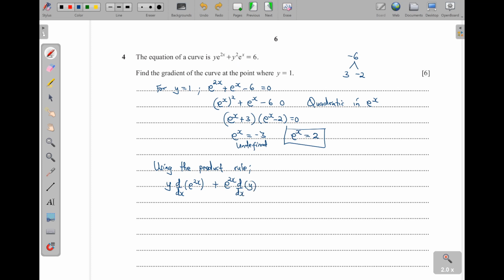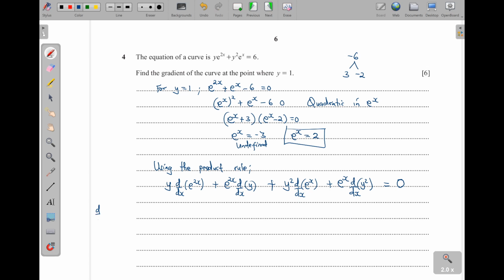Then we go to this one, plus: keep y squared constant and differentiate e to the power of x, and then plus: keep e to the power of x constant and differentiate y squared with respect to x. Then the 6 will give us a 0 when we differentiate it.